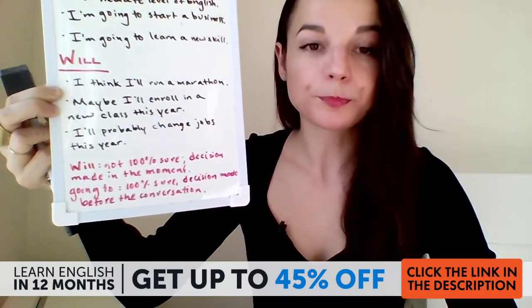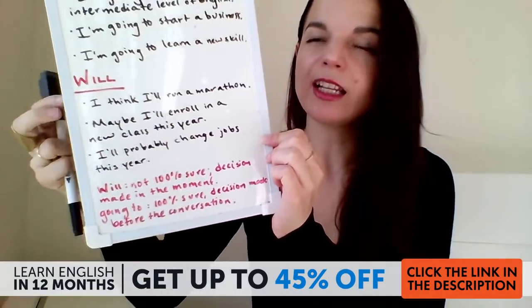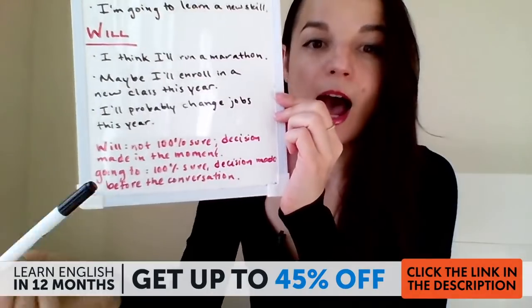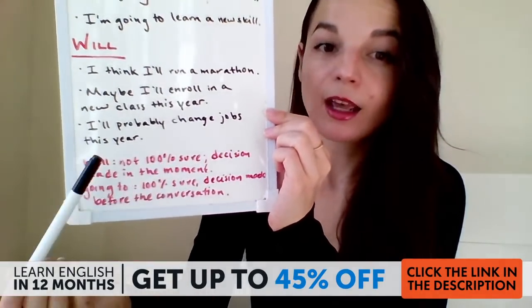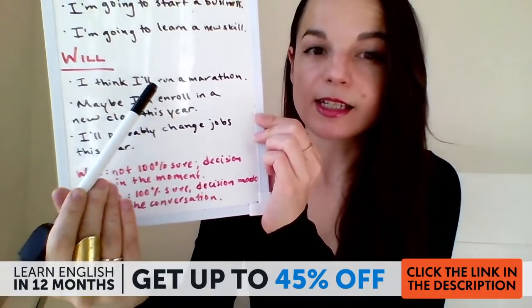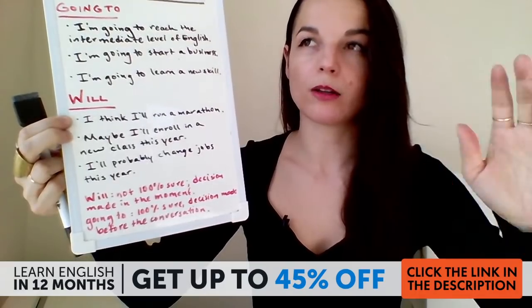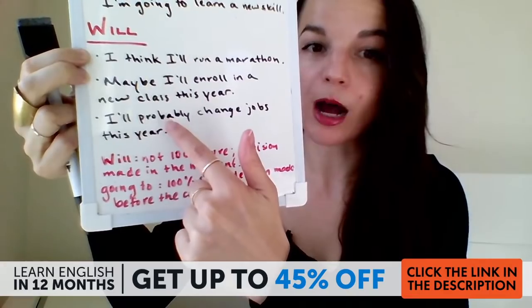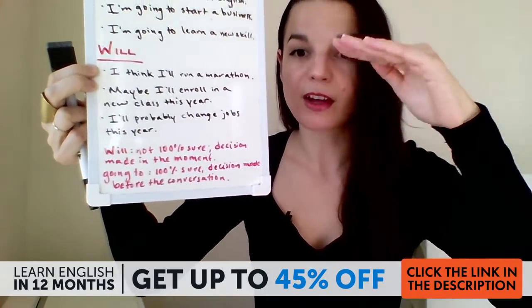Okay, so please note we use these for kind of like decisions we make in the conversation. So I'll probably change jobs this year. And again, these sentences show a decision we're not 100% sure about. Like we're just thinking about it, and we use words like probably or maybe to show different levels of certainty.